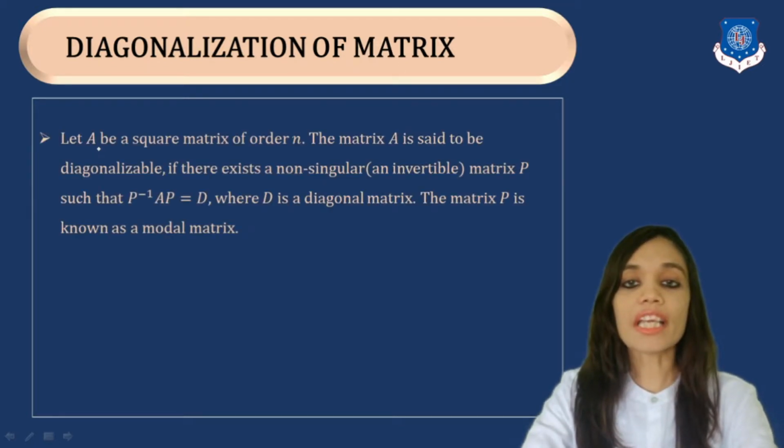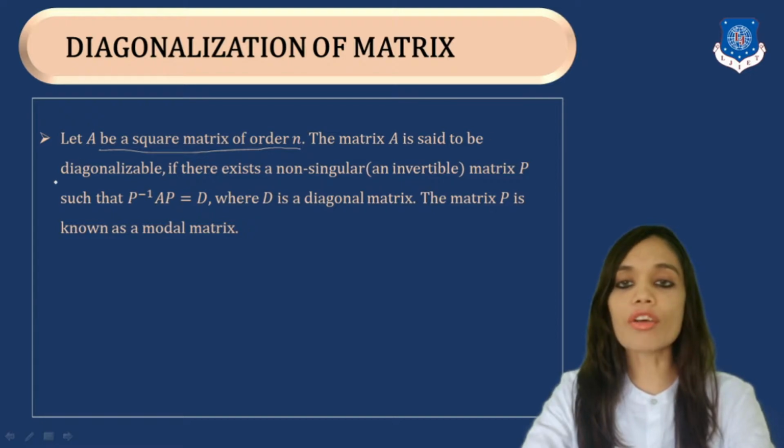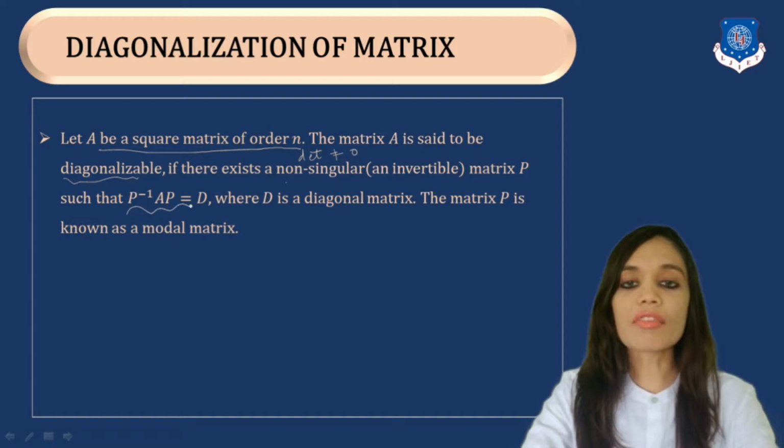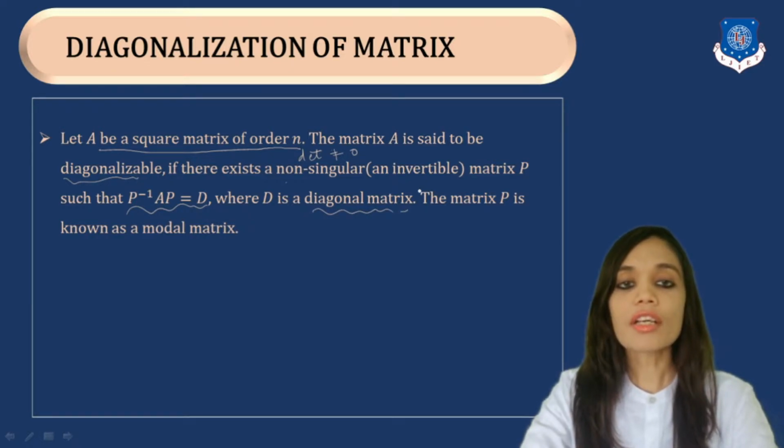Okay. So let A be a square matrix of order n. The matrix A is said to be diagonalizable if there exists a non-singular matrix P, non-singular means determinant should be not equal to 0, right? Such that P inverse AP is equal to D, where D is known as a diagonal matrix, right? So the matrix P is known as a modal matrix, right?